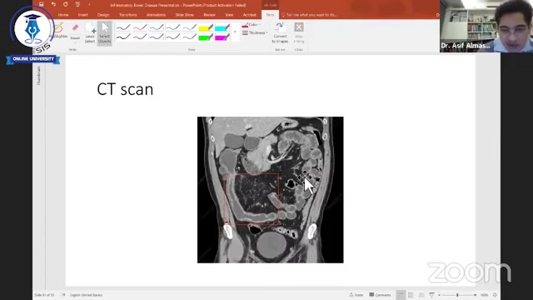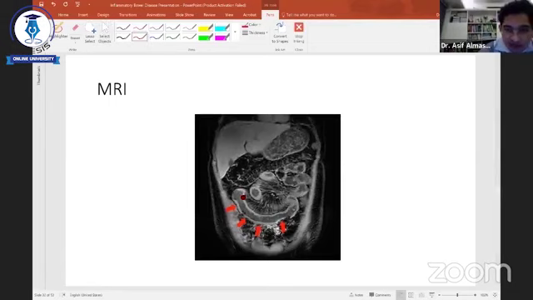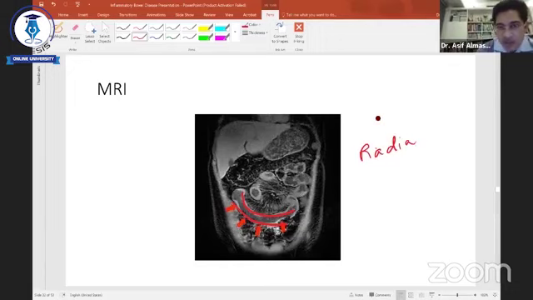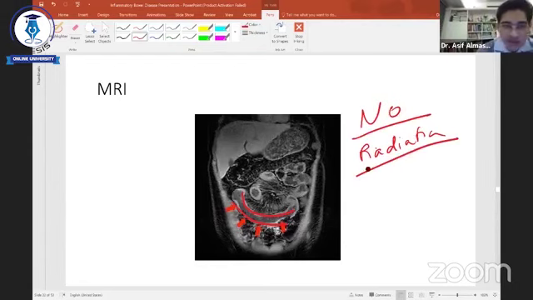It's a beautiful CT scan which shows what happens to the terminal ileum. If you look at the terminal ileum, the wall has thickened due to chronic inflammation. Similar features in MRI. Now, MRI is a preferred investigation because in case of Crohn's disease, you may need to do multiple investigations. So you do not want the patient to be exposed to the radiation of CT scan. In case of MRI, there is no radiation. So MRI is a preferred investigation nowadays.